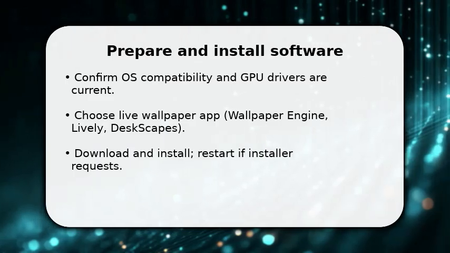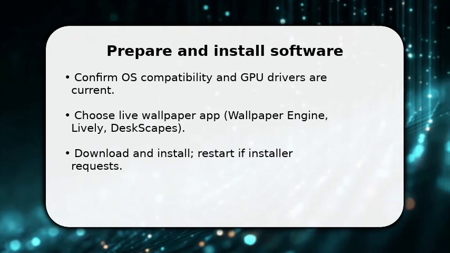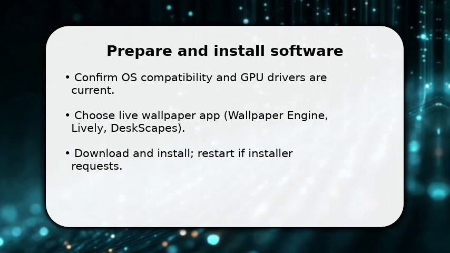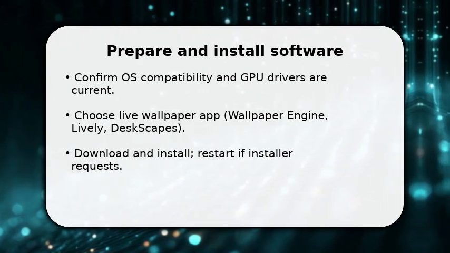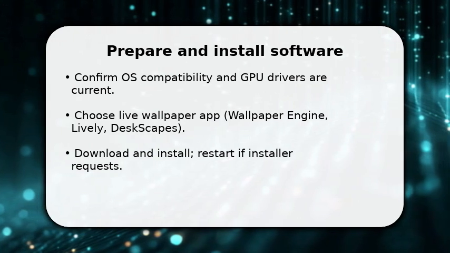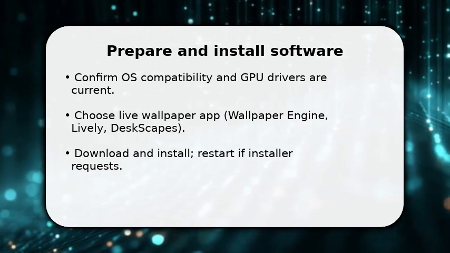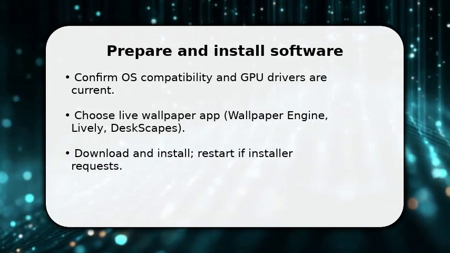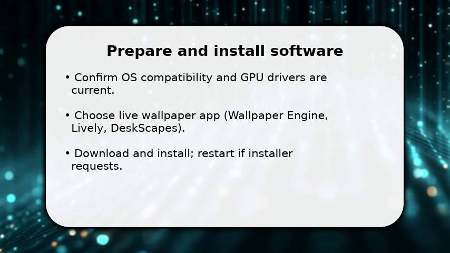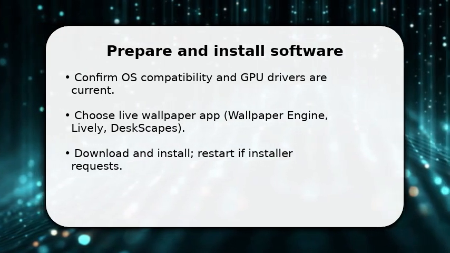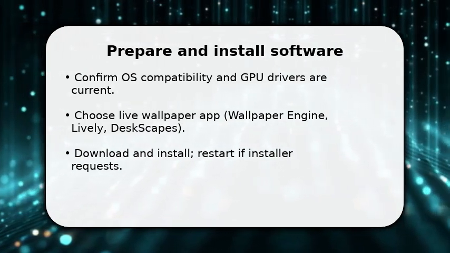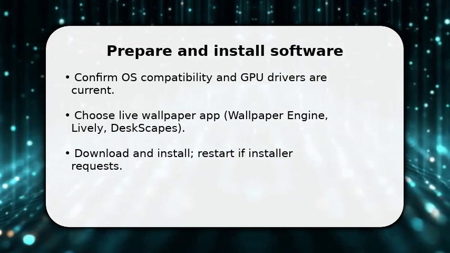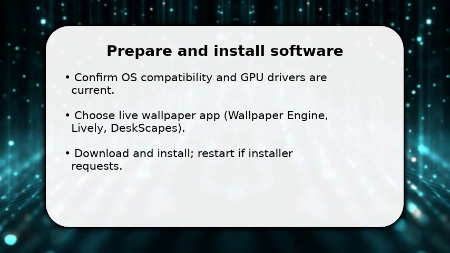You begin by verifying your system. Make sure your OS and GPU drivers are up to date so the live wallpaper can run smoothly. Next, pick a stable app like Wallpaper Engine or Lively. These support multi-monitor setups. Install the chosen software and follow on-screen prompts, allow permissions, and restart if requested. Once done, launch the app and grant access to audio or performance overlays, if needed, so the wallpaper has full control of rendering across both screens.